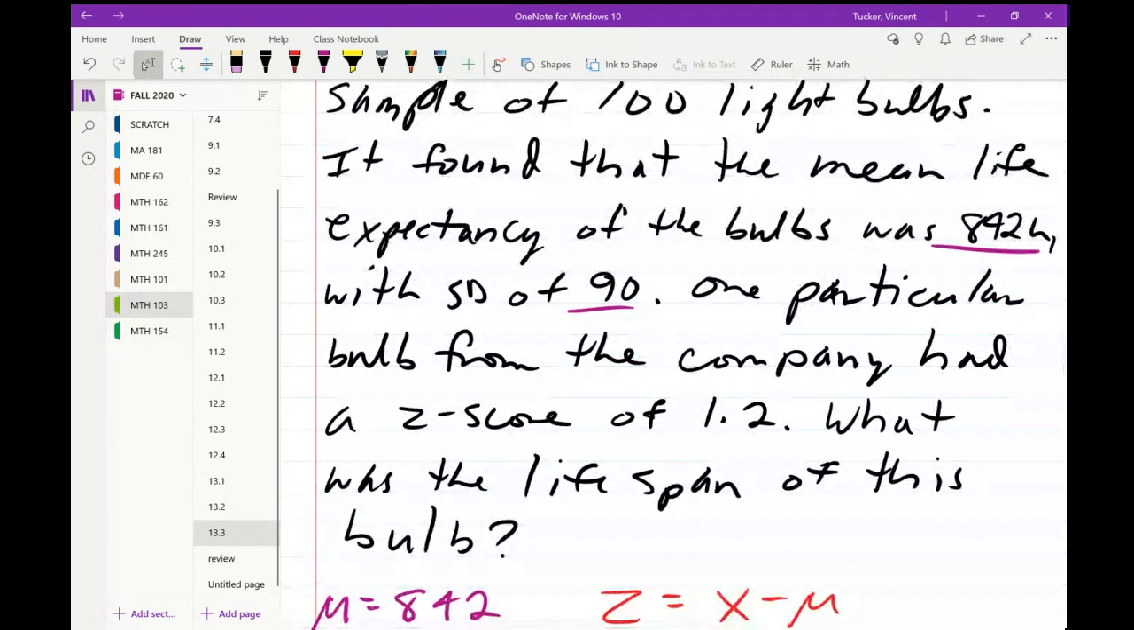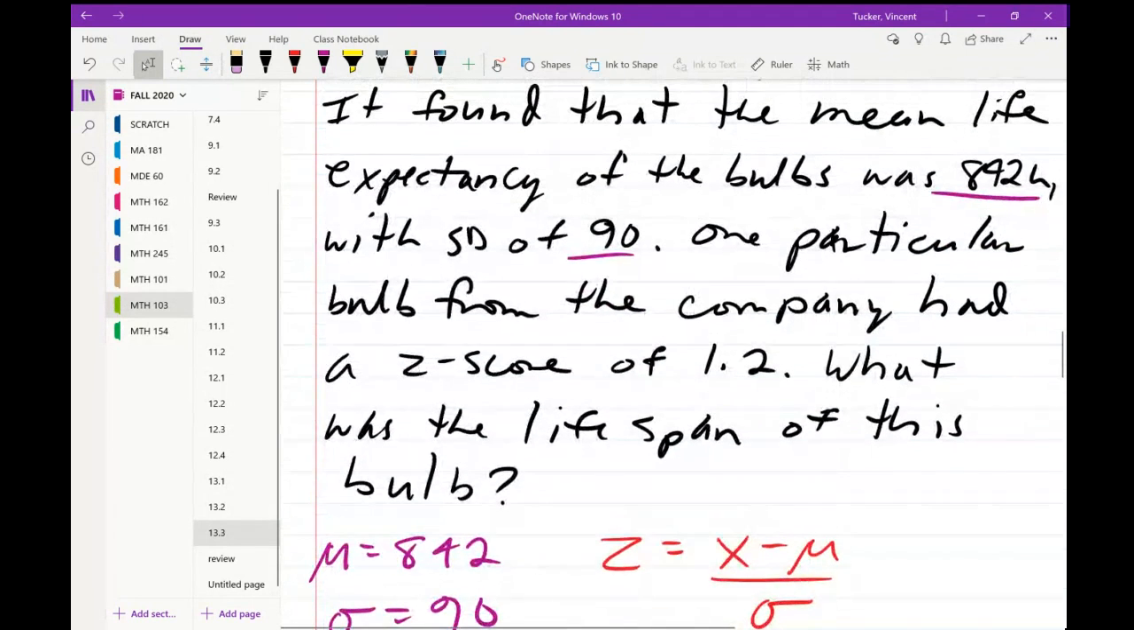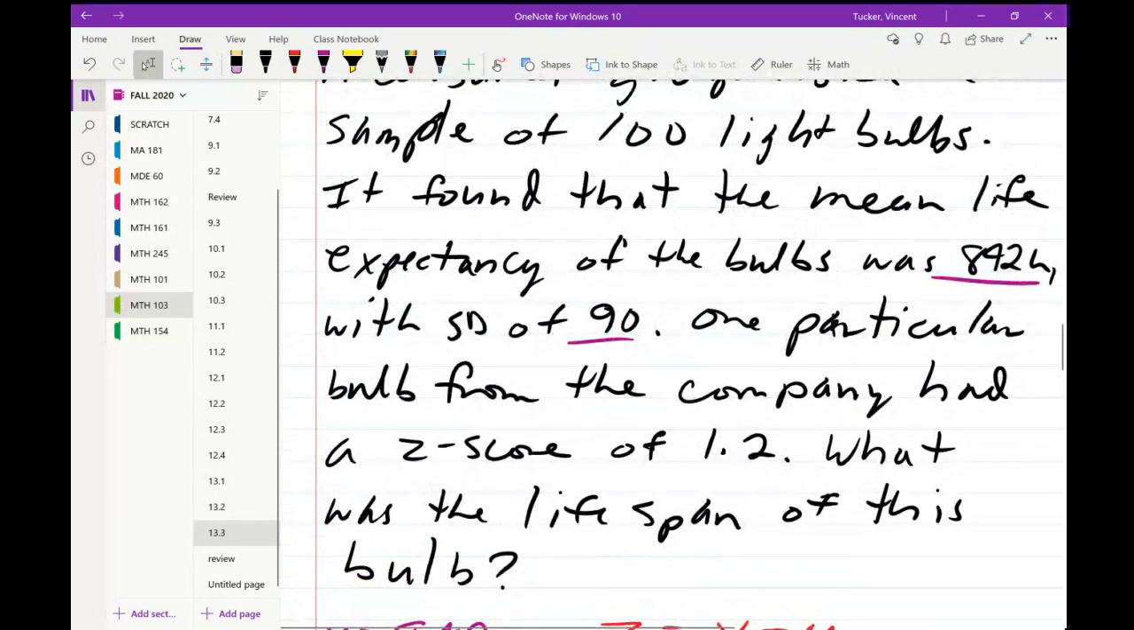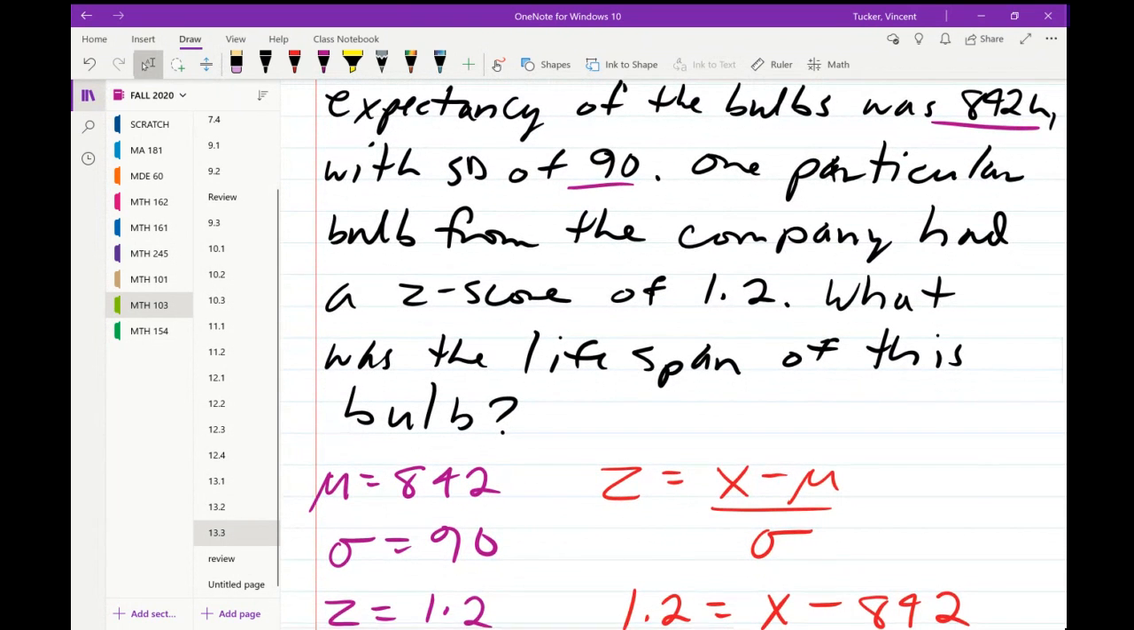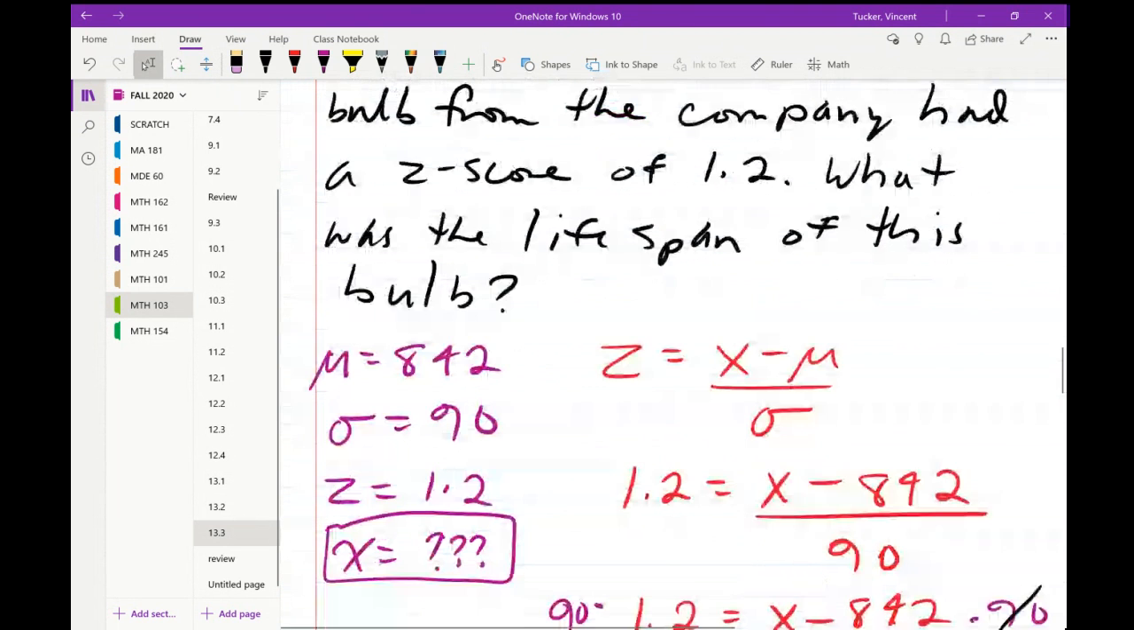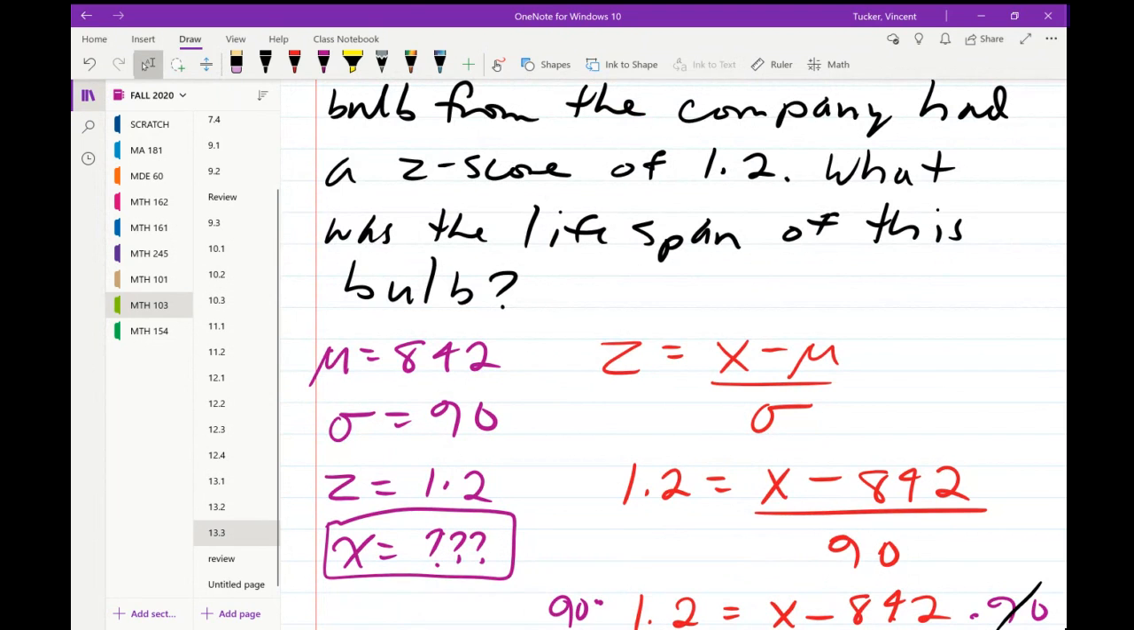All right. So you want to know what is the lifespan of the light bulb. Like I always like to mention when it comes to word problems, write down what is given first before you try to find the things that you don't know. So first thing they did was give us the mean, which was 842. Standard deviation is 90. Then they told us the z-score is 1.2. So what we're trying to find out in this case is the data value. What is the lifespan in reference to this bulb? The data value that coincides with this bulb.